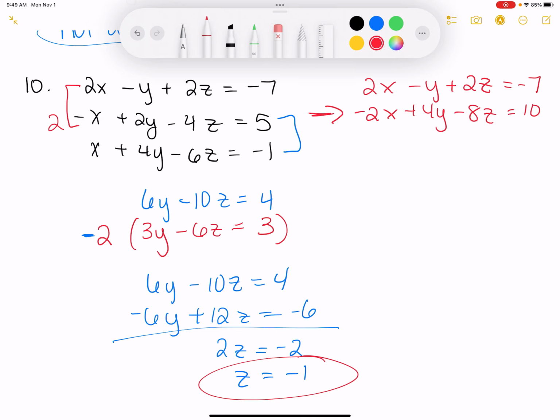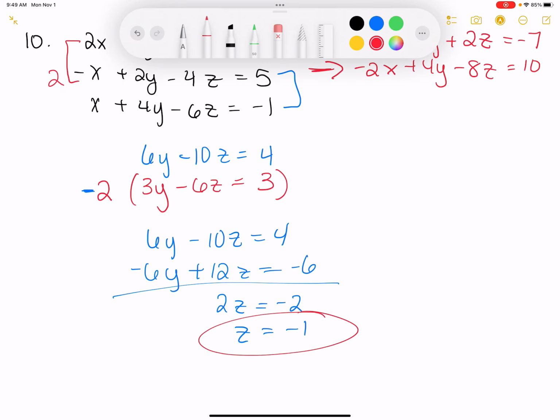Oh yeah, we're not done yet. Now I have 2 equations, only 1 unknown, because I now know negative 1 for z. So I can pick either original equation and plug the negative 1 in. Which one do you want me to use, top or bottom? Top one. All right, so 6y minus 10 times negative 1 is equal to 4. So 6y plus 10 is equal to 4.